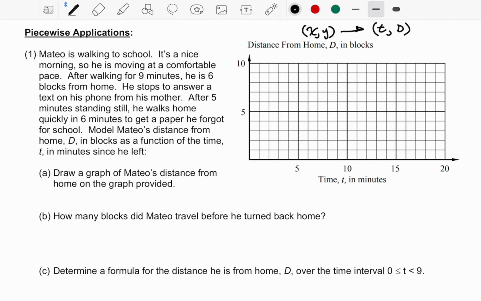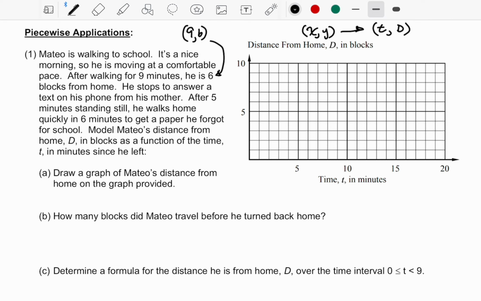After walking for 9 minutes, he's 6 blocks from home. So that's saying 9 comma 6 as an ordered pair. We could also put it in function notation, but we'll come up with that too. He stops to answer a text on his phone from his mother. After 5 minutes standing still, it's a long text, he walks home quickly in 6 minutes to get a paper he forgot for school.